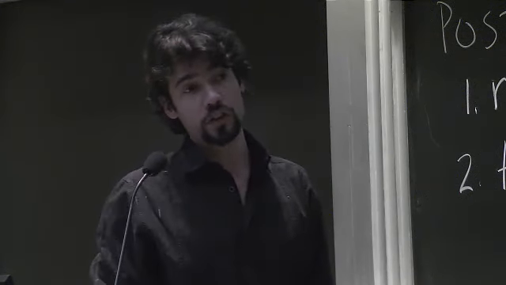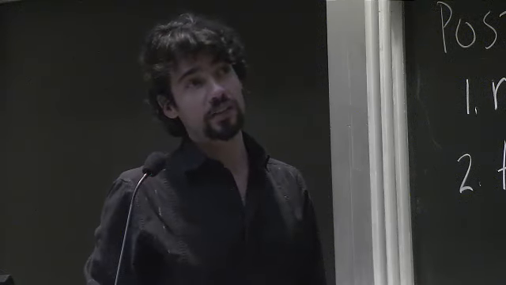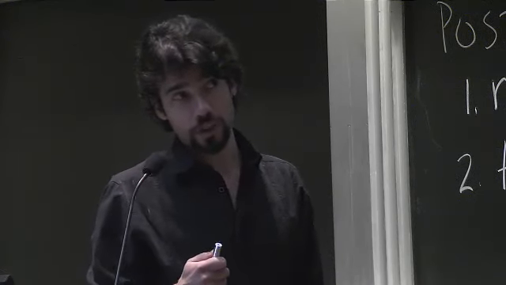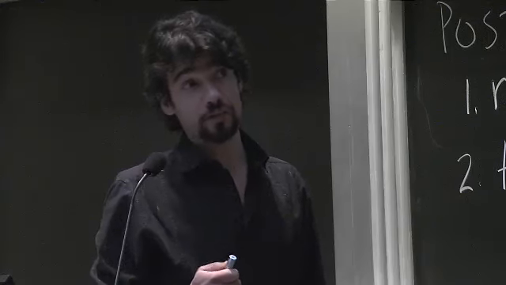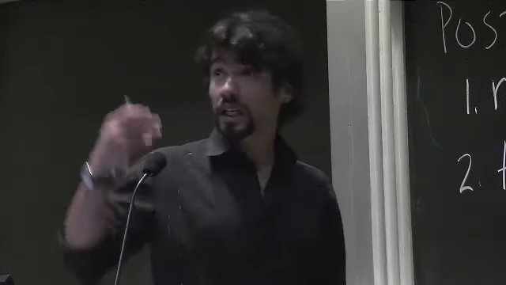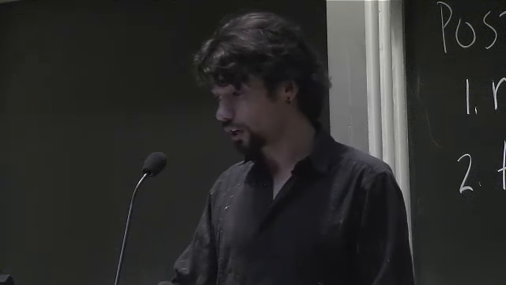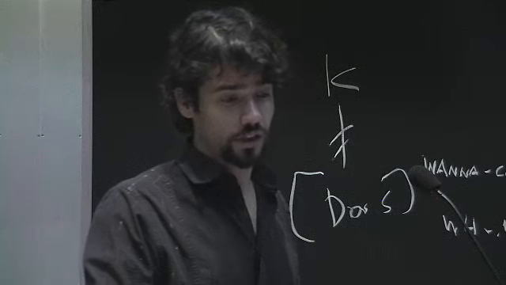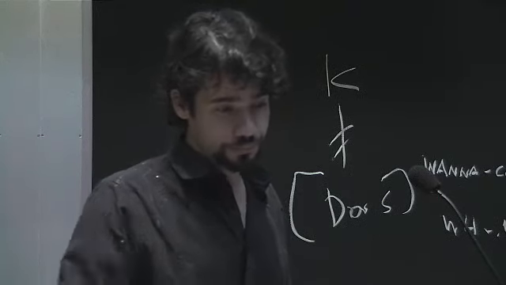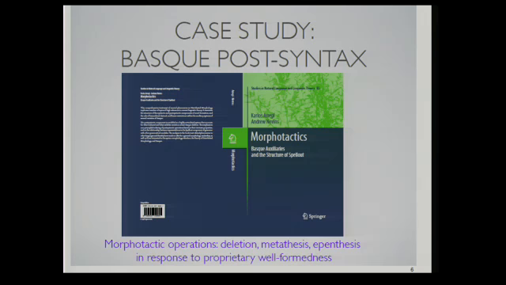Derivations and representations are, in this sense, integrated, in the sense that the representational properties that a particular process is sensitive to will yield its ordering in terms of an overall derivational architecture. And what I want to show you today is one case study of this type of reasoning. It has to do with what I'll call morphotactics.